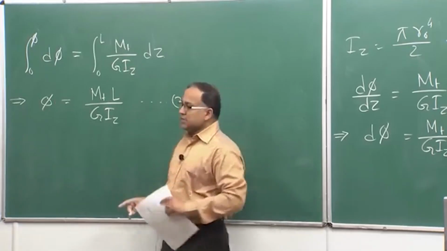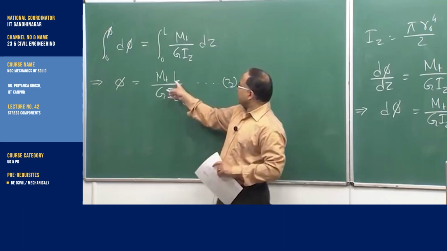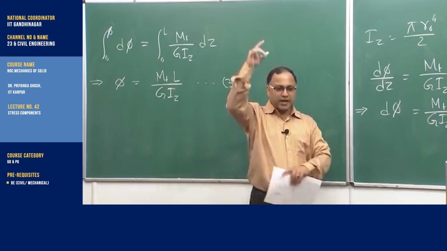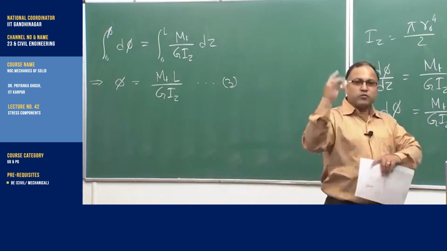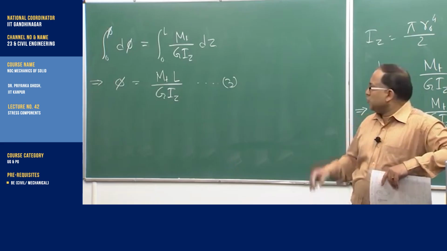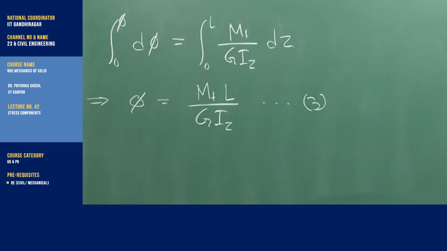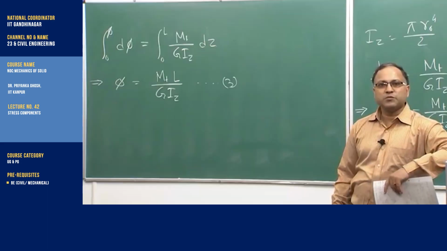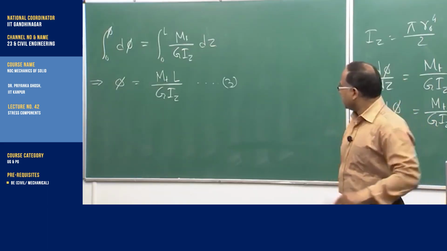From this it is very clear that as you increase L, the length of the slender member, your twist will be more. As you increase the length of the slender member, your twist will be more with the same amount of twisting moment mt.